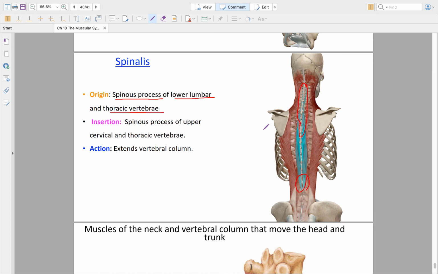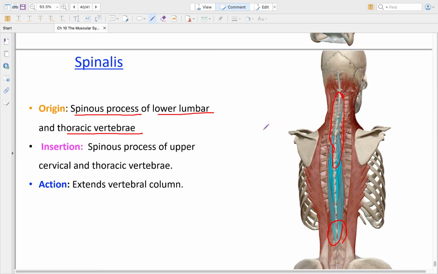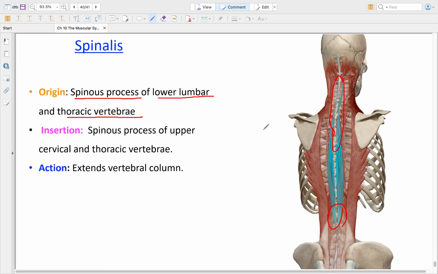Okay, and it has a similar action in that its job is to extend the vertebral column so you can bend backwards.